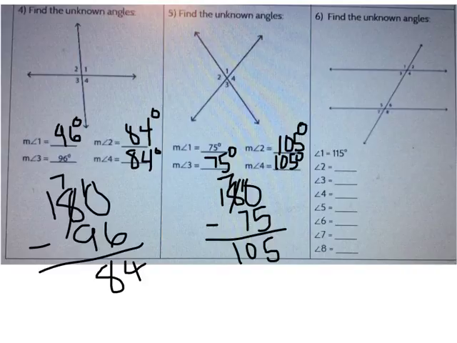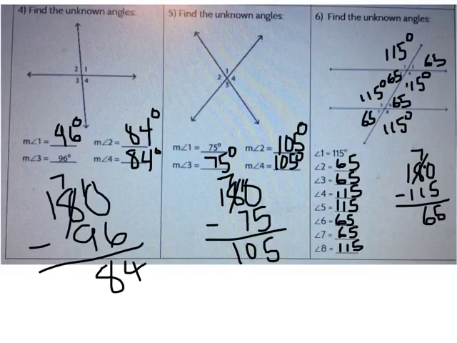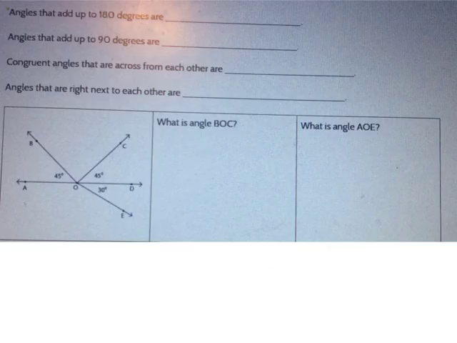Number 6. If angle 1 is 115 degrees, what are the other angles? Go ahead and try to fill them in now. I know that angles 4, 5, and 8 are equal to angle 1, so they're equal to 115 degrees. Angles 2, 3, 6, and 7 are supplementary to angle 1, so they are worth 65 degrees because 180 minus 115 is 65. Today we're going to make sure we understand lots of different types of angle relationships.